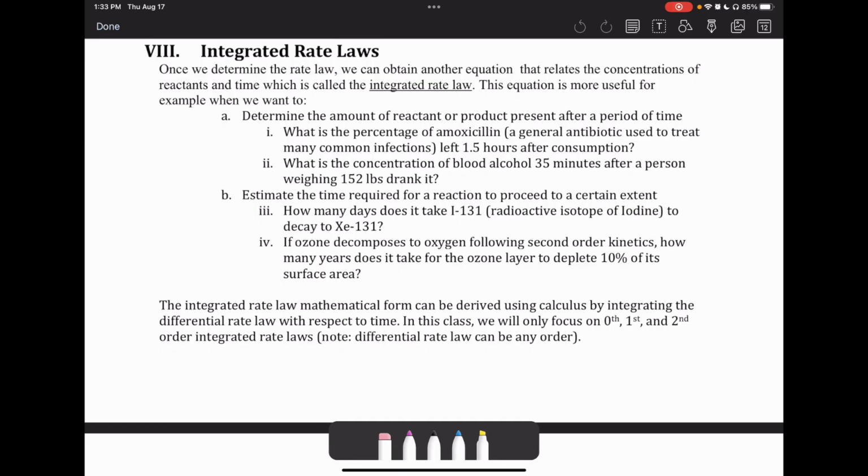Now we're going to get into the second type of rate law, which is called the integrated rate law. Remember that the differential rate law is about relating the rate of the reaction as a function of concentration of the reactant. However, the integrated rate law relates the concentration of reactant as a function of time. So you'll see that all the equations would have concentration on one side and then some function of time on the other side.